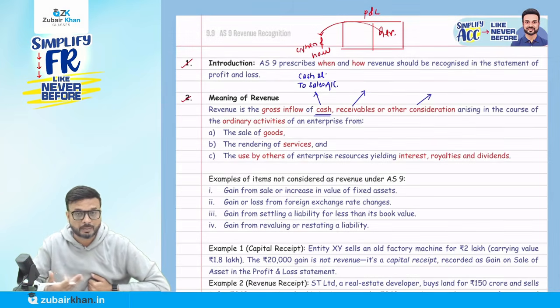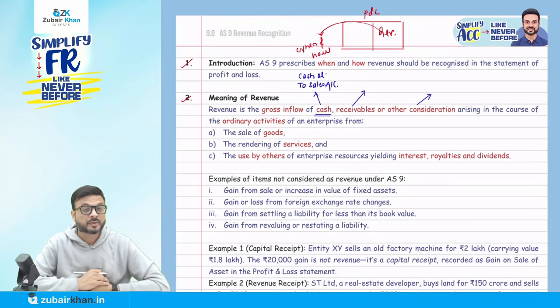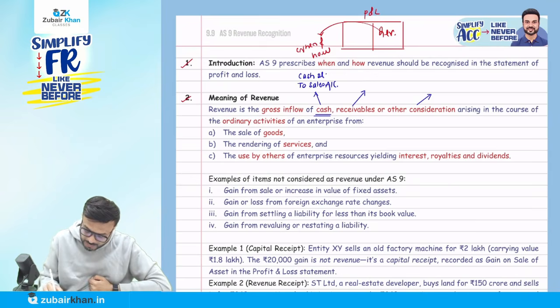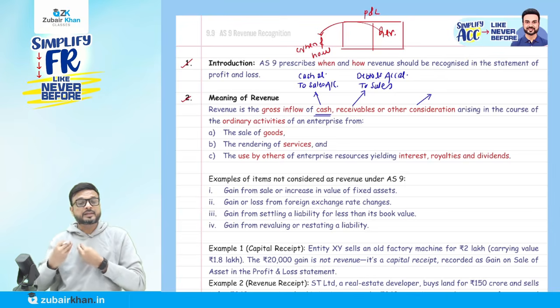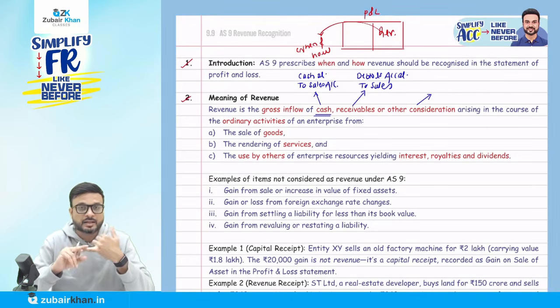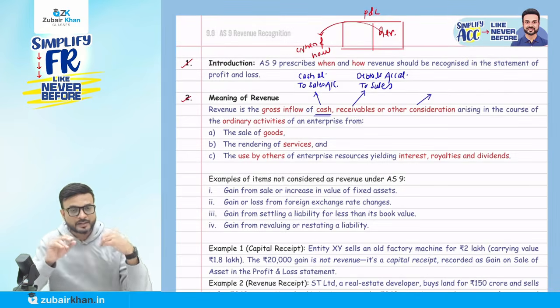Then the receivable. What entry do we pass for a credit sale? Debtors account will be debited, and I am going to credit what? Sales account. But there is other consideration also. So we know cash sales and credit sales. What is this other consideration?